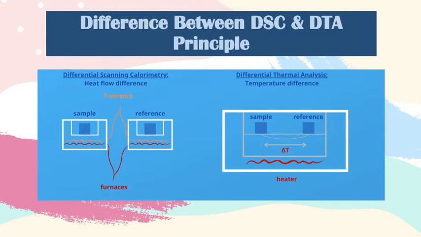Before we move on, how do DSC and DTA work? Let me recap the difference between DSC and DTA. The difference between DSC and DTA is that DSC measures the heat flow difference while DTA measures the temperature differences between a reference sample and a sample of interest.